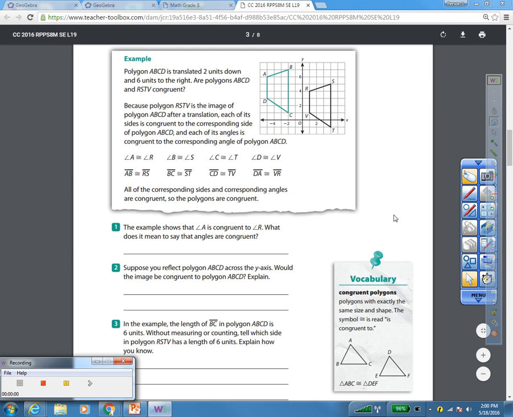Class, it's Mrs. Pemberton. We're going to go ahead and give you some homework help with page 203 and 204. Make sure you look at the example before we start. And the example shows that angle A is congruent to angle R. So what does it mean to say that two angles are congruent?